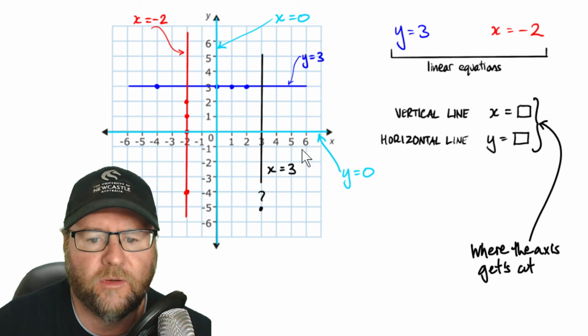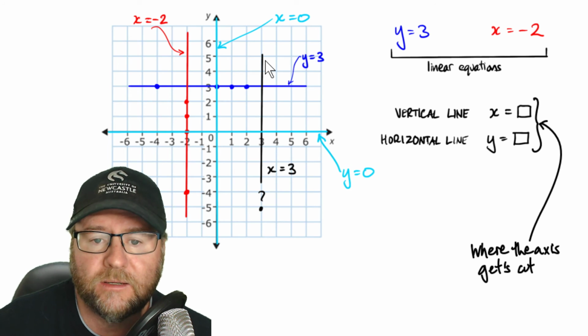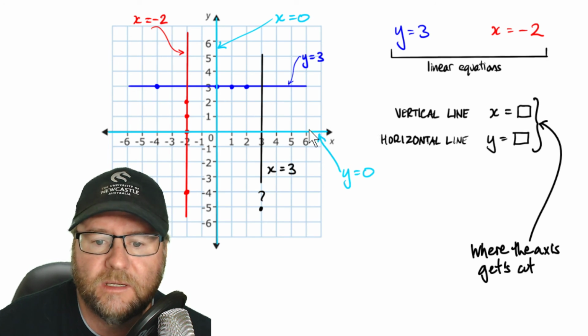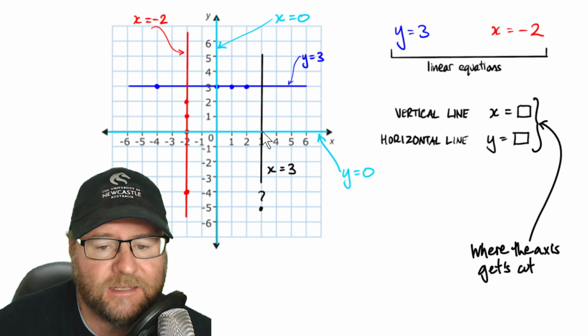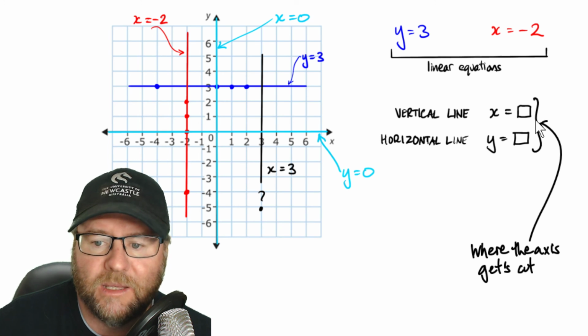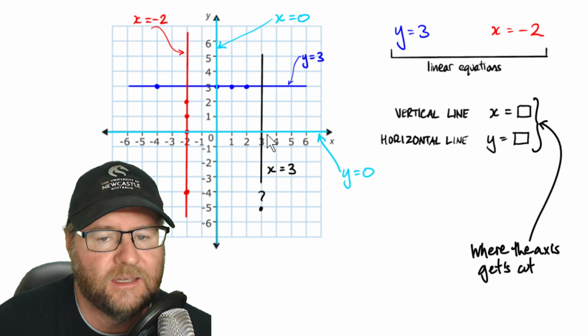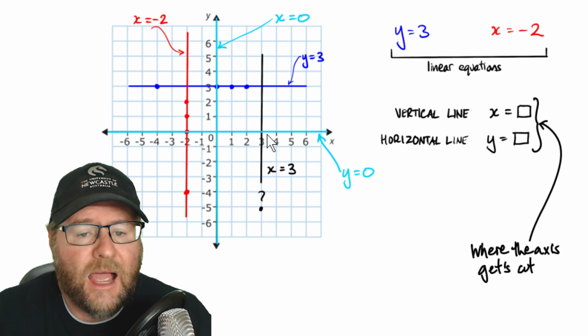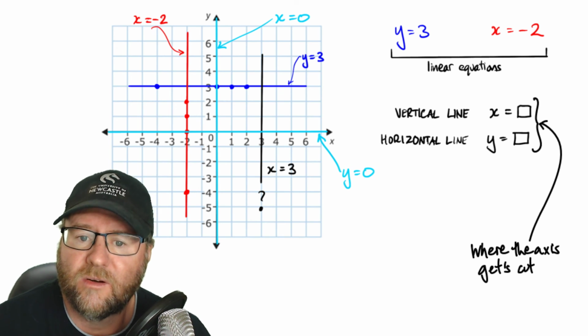Okay, so for my vertical line here, my black one on our diagram, it's a vertical line, so I know it's going to be x equals. And where it cuts the axis is the bit that goes in here. So in this case, it's going to be x equals 3. That's it. They are the equations of vertical and horizontal lines.